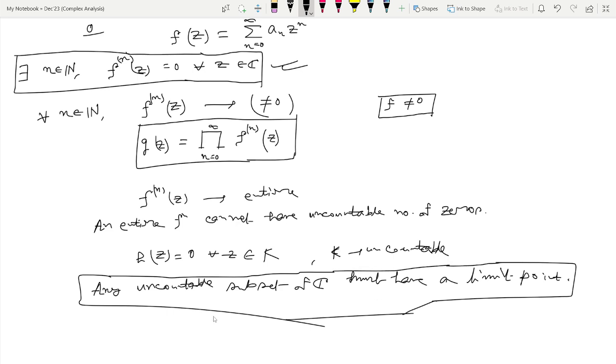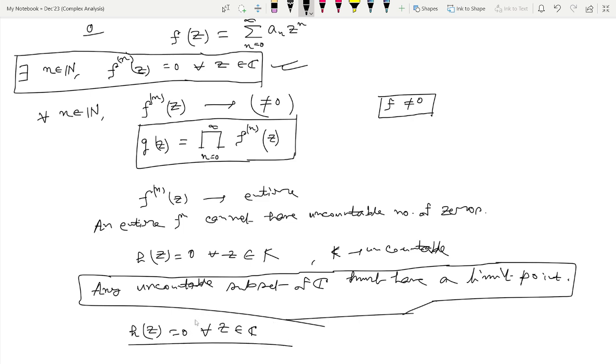So now we are going to show that an entire function cannot have uncountable number of zeros. If possible, suppose h is an entire function which has uncountable number of zeros. That means h(z) = 0 for all z belongs to K, where K is an uncountable set. Now as this K has a limit point in C, we can conclude that h(z) = 0 for all z belongs to C. That means h is identically 0.